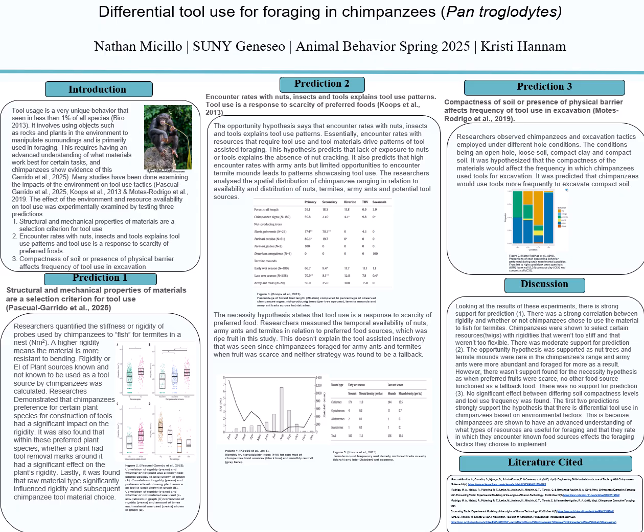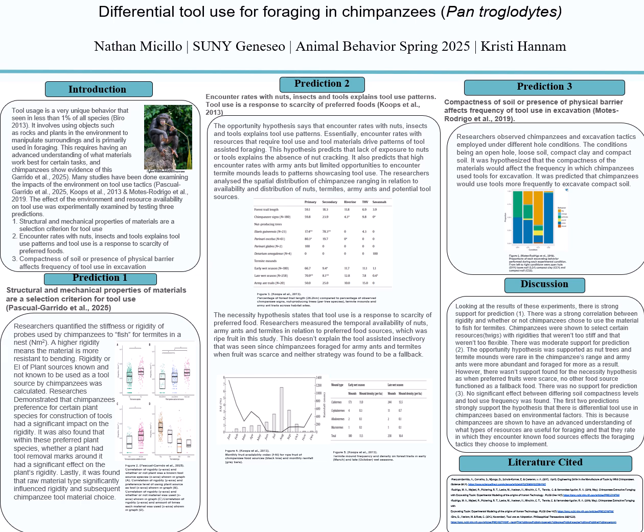Moving on to prediction 3, they looked at the compactness of soil or presence of a physical barrier, as one of the tests was just an open hole. Affects frequency of tool use in excavation. They essentially put fruit at the bottom of an artificial hole in an enclosure, and it was either open, as I said previously, covered loosely in soil, covered in very compact soil, or covered in compact clay.